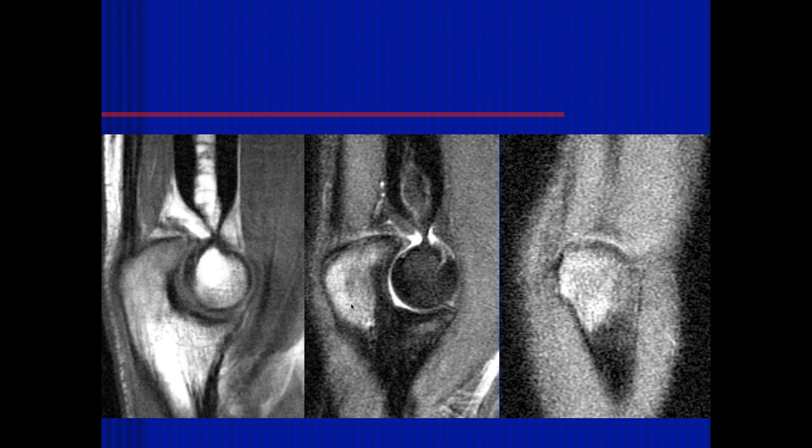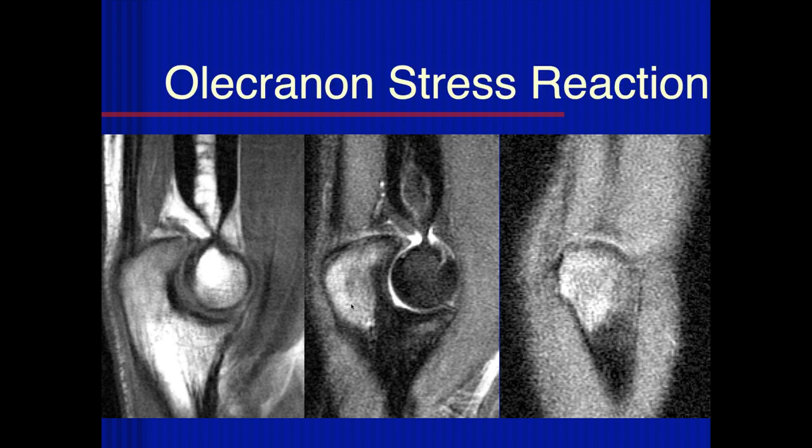This was a baseball player who developed elbow pain. Looks like there's moderate marrow edema of the olecranon. I don't see a fracture. This could just be stress or trabecular injury. Yeah, this is a common stress reaction that you see, especially in teenage overhead throwing athletes.